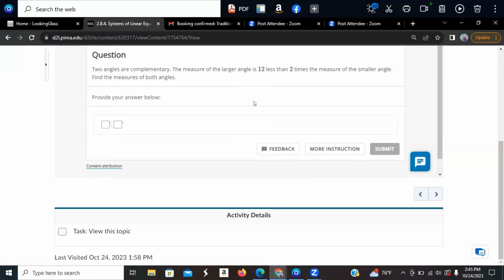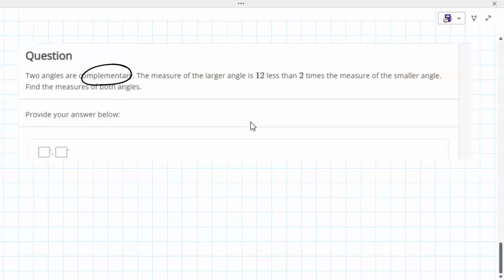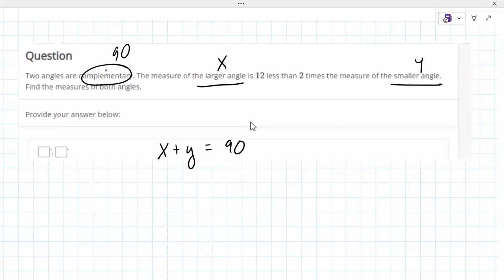So let me go ahead and share my screen. In this case, complementary means that they add up to 90 degrees. Complementary means they add to 90. So x plus y equals 90. Do you want x to be the larger angle or y to be the larger angle? X. Okay, so x is 12 less than 2 times the measure of the smaller angle. See if you can write the equation for me for that sentence.